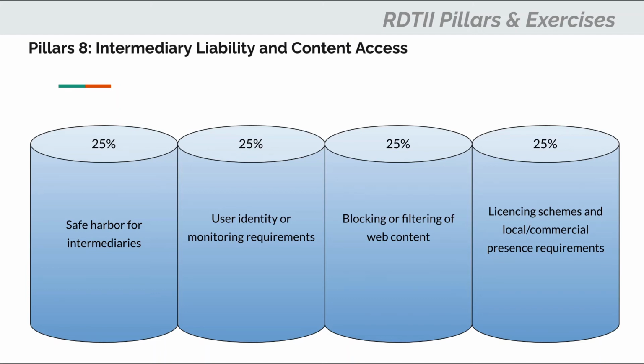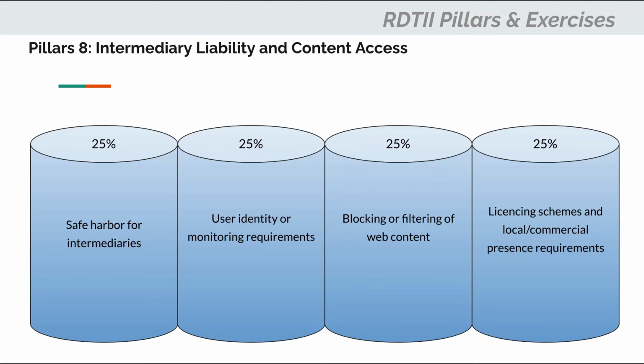Regarding the first subpillar, without the safe harbor provision in place, or with an unclear or limited scope, the intermediaries face a higher risk of being liable for their users' activities and result in bearing costs from litigation. The second subpillar on user identity and monitoring requirements impose upon the intermediaries additional responsibilities, and thus incurs costs of procuring additional software or hiring additional workforces to monitor online activities and collect their users' identities.